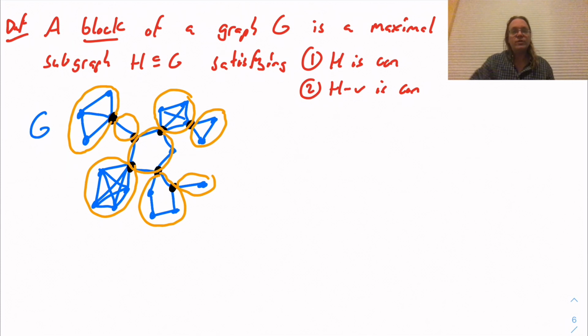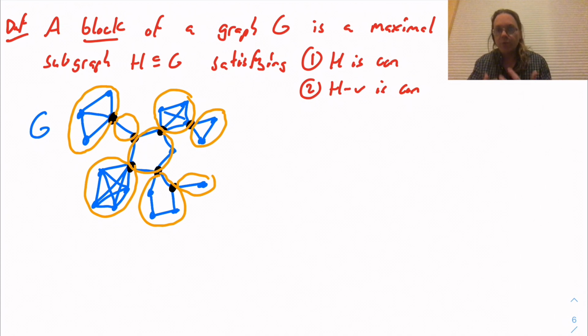Now, you'll see here that for our graph G, I indicated the cut vertices in black, and I've indicated the blocks in orange, and you can see that there's a kind of tree-like structure to this picture, right? So the goal of today's lesson is actually to prove that this tree-like structure always exists. And this is telling us about the 2-connected pieces of our graph G.